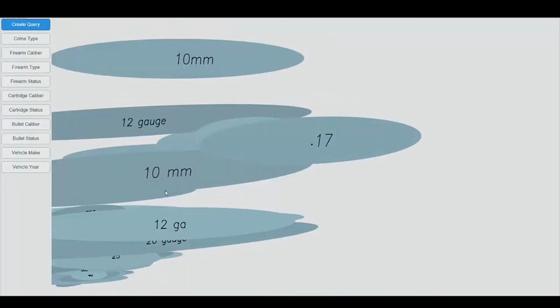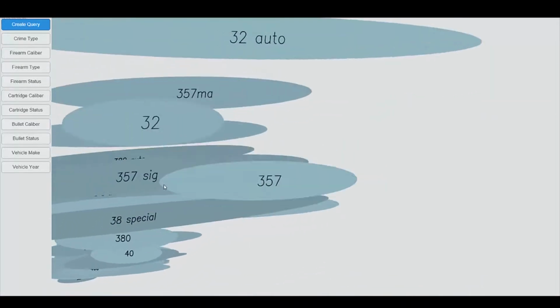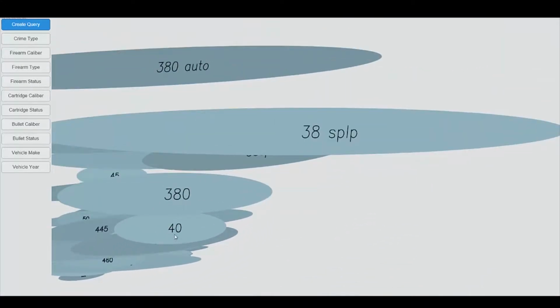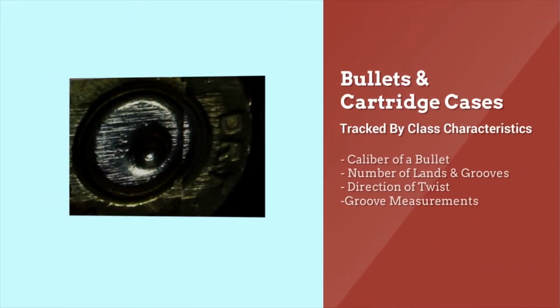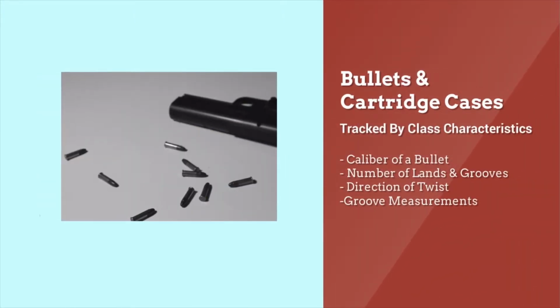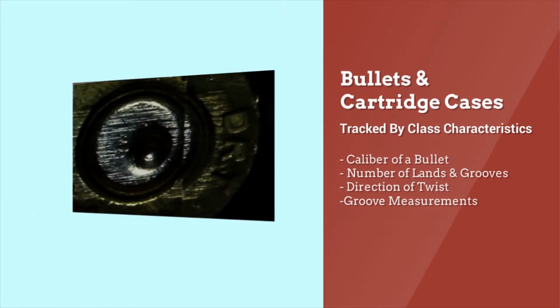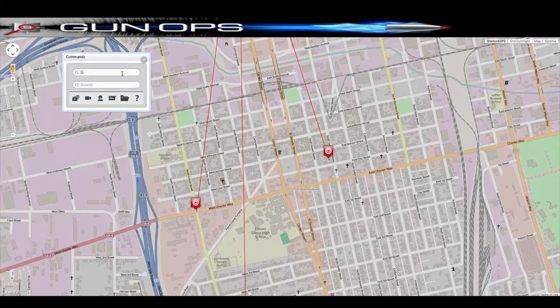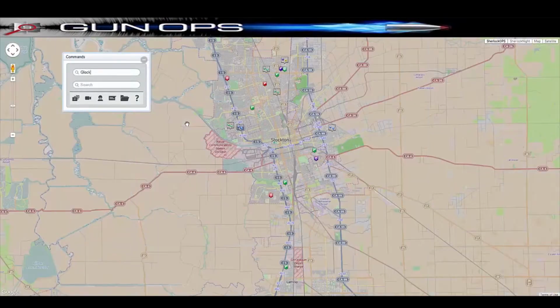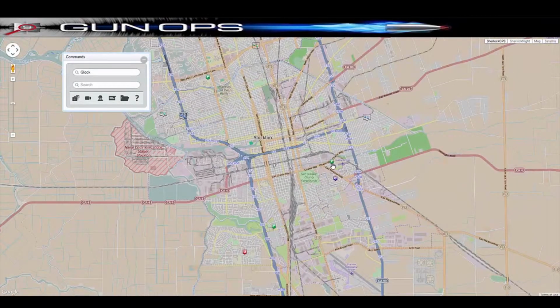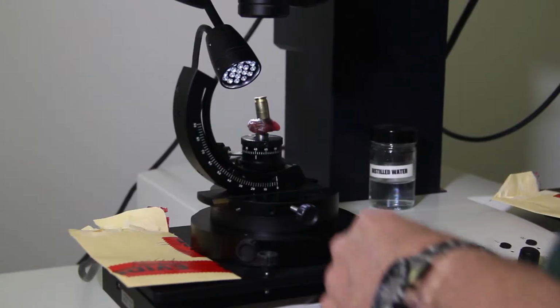GunOps takes a proactive approach by focusing on class characteristics of evidence. This is a crucial step in working smarter. Both bullets and cartridge cases are tracked through class characteristics: the caliber of a bullet, the number of lands and grooves, the direction of the twist. All that goes into GunOps and is searchable. Then you can search in GunOps for other pieces of evidence with the same class characteristics. It pulls up the search results, and you can look at the image and see if it should be pulled and examined microscopically.